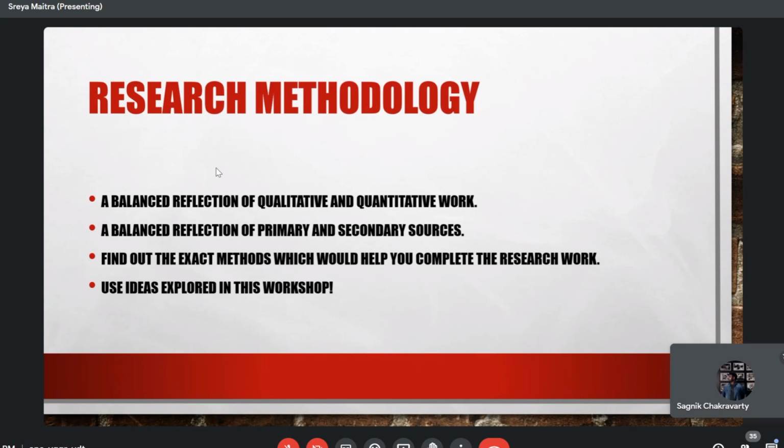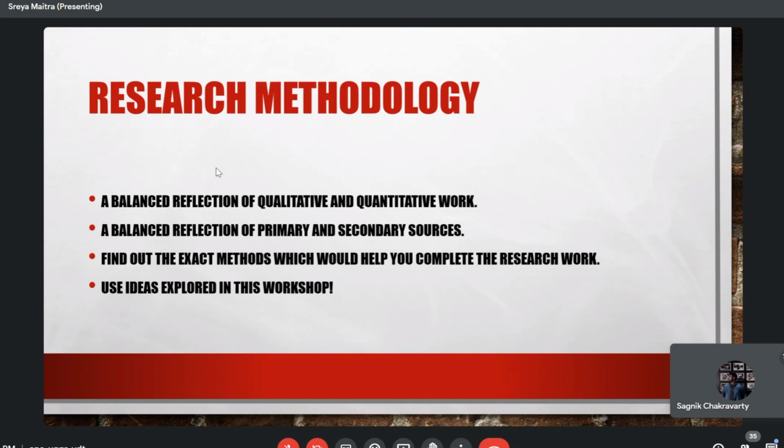And when you are studying the national education policy and finding out loopholes in that, or seeing that no, this was actually quite well timed and this is good for the future generations of the country, that's your qualitative work. When you are reading the policy document NEP, that's a primary source. When you are reading articles which have come out after the NEP got implemented, those are the secondary sources. Okay, and your job as a researcher would be to find out the exact methods which will help you complete the research work to the best of your ability, so that you have left no stone unturned.